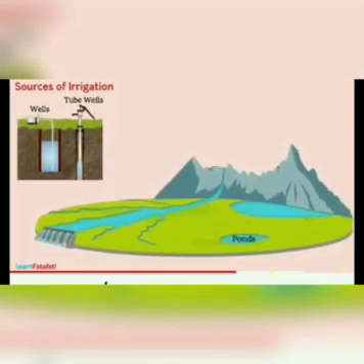Sources of irrigation. Now let us see which are the sources of irrigation. They are wells, tube wells, ponds, lakes, rivers, dams and canals. Then the next, that is traditional methods of irrigation. Which are the traditional methods of irrigation?